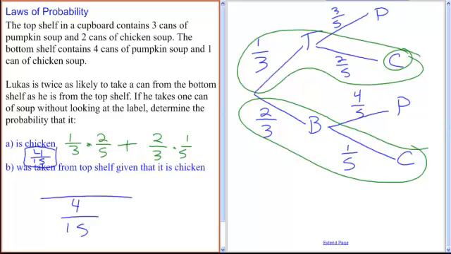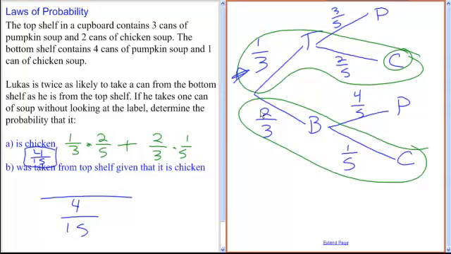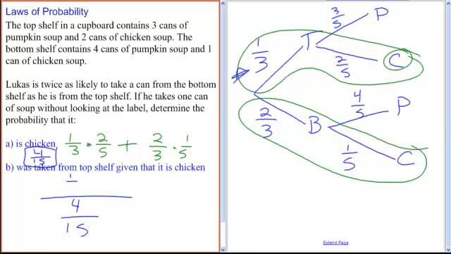Now the top part is that it was taken from the top shelf. The top shelf is the first of the green circled ones. So that is going to be my 1/3 times 2/5. And I end up getting 2/15 over 4/15. Change the division to multiplying by the reciprocal, and you end up getting a half. So the probability that the soup was taken from the top shelf, given that it's chicken, is 1/2.